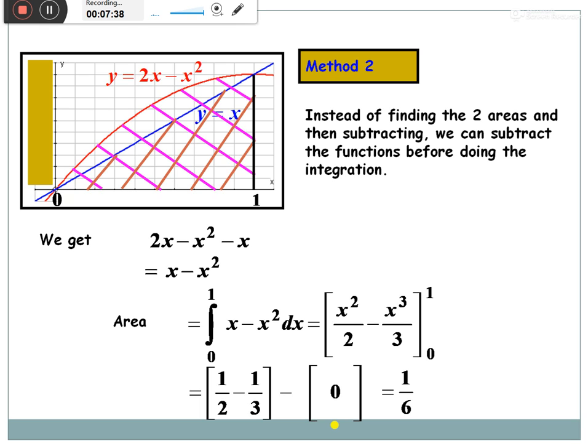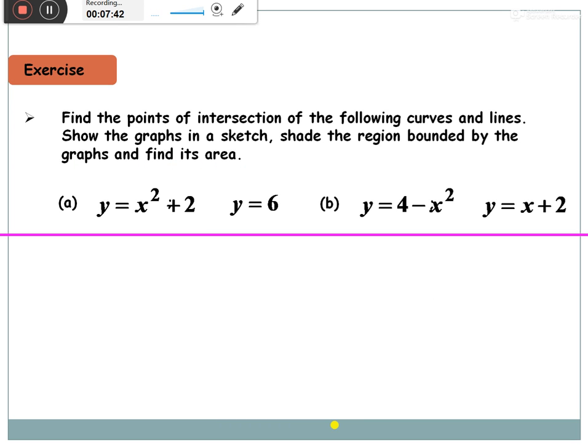जो आपको method अच्छा लगे उससे कर लीजिए. Is it clear? And now we have the next one. Find the point of intersection of the following curves and the lines and show the graphs in a sketch and shade the region bounded by the graphs and find its area.